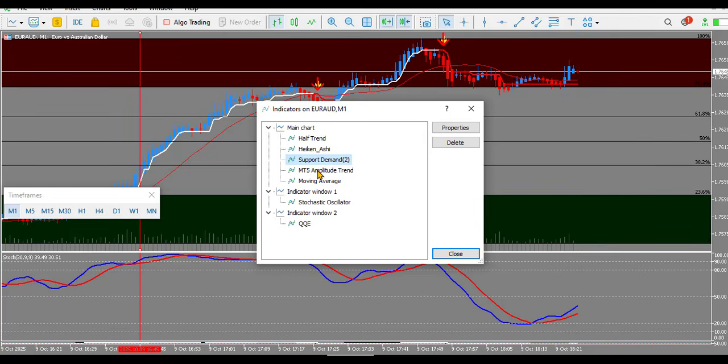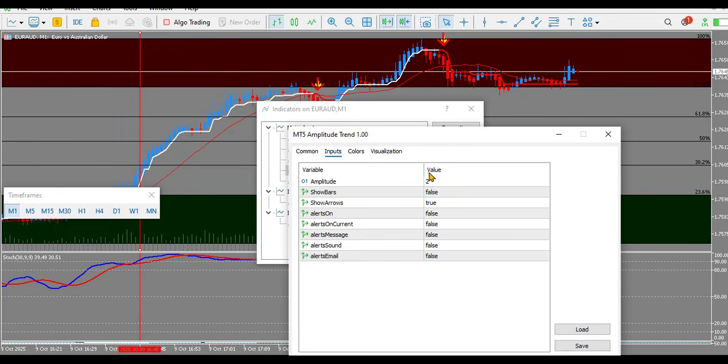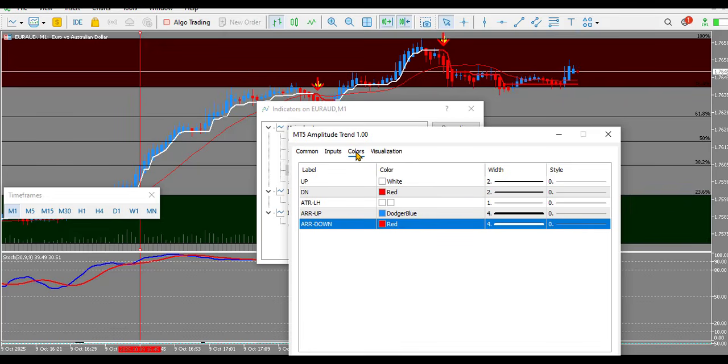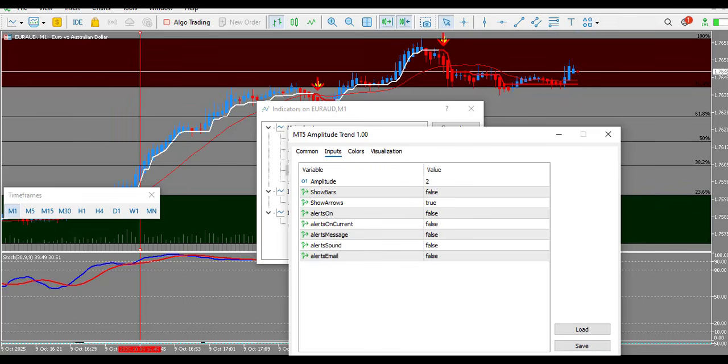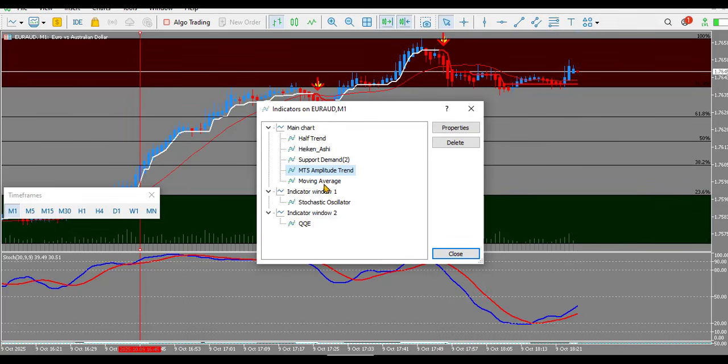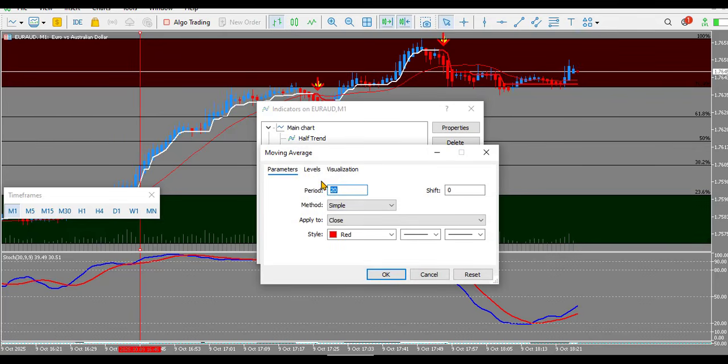Then I have this amplitude trend indicator. As you can see, it's almost the same thing as the uptrend indicator, the yellow arrow here. So these are the colors and these are the inputs. Then the moving average. What I have on the chart is just moving average 20. This is further confirmation for my trade.